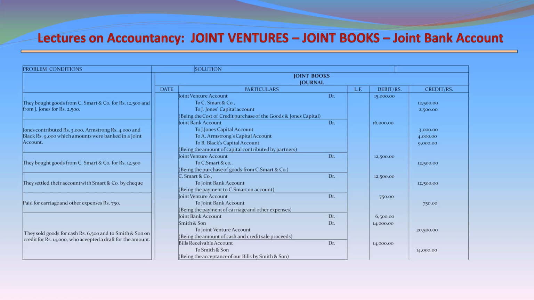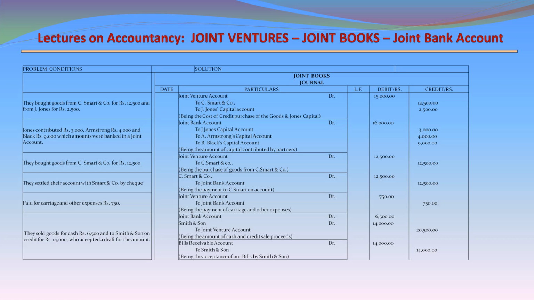Next transaction. They bought goods from C. Smart and Company for Rs 12,500. Joint venture account debit 12,500 to C. Smart and Company 12,500, being the purchase of goods from C. Smart and Company. They settled their account with C. Smart and Company by check. C. Smart and Company account debit to joint bank account 12,500, being the payment to C. Smart and Company on account.